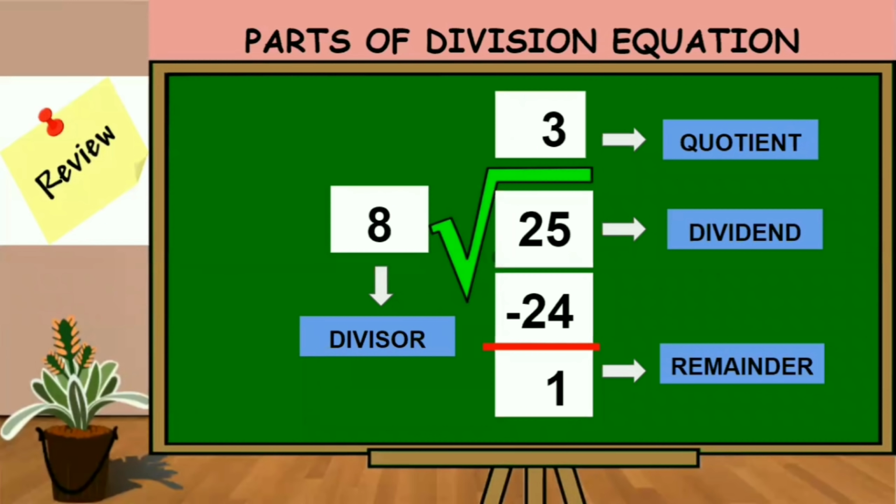What you are seeing on your screen is the other way to present division equation. So 3 is the quotient, which is the answer in division. 25 is the dividend, wherein it is the number that we divided by the divisor. 8 is the divisor, the number that we use to divide the dividend. And 1 is the remainder, which is the number that is left after division process.